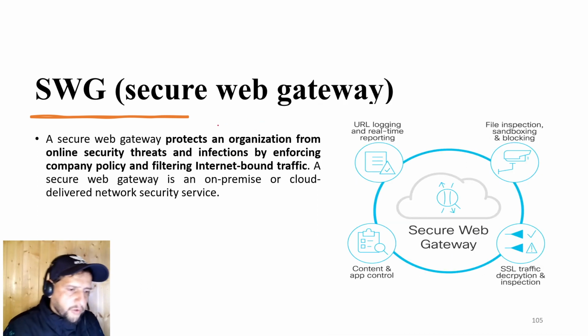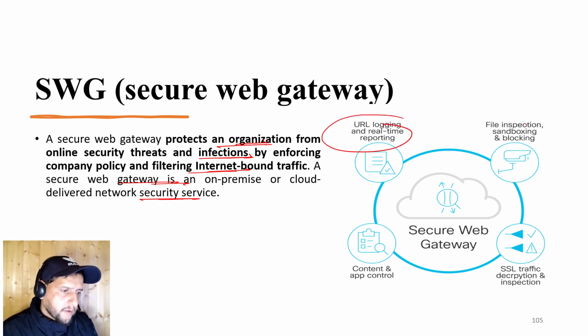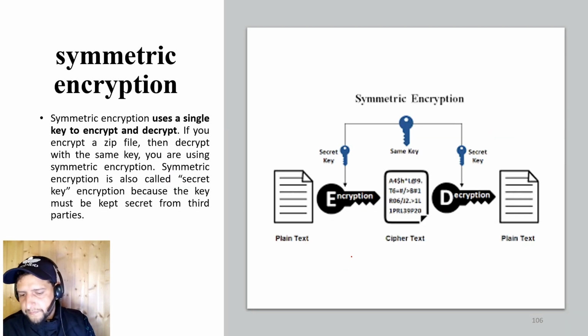This is a secure web gateway. It protects an organization from online security threats and infections by enforcing company policy and filtering internet-bound traffic. A secure web gateway is an on-premise or cloud-delivered network security service. It has functionalities like SSL, content, and app control.